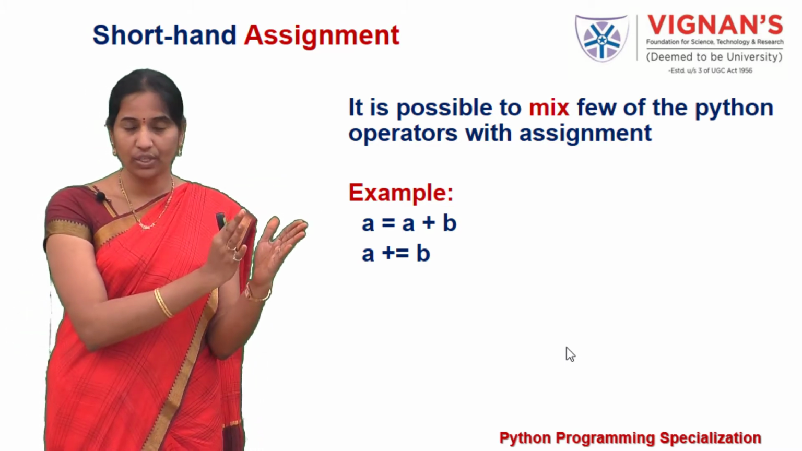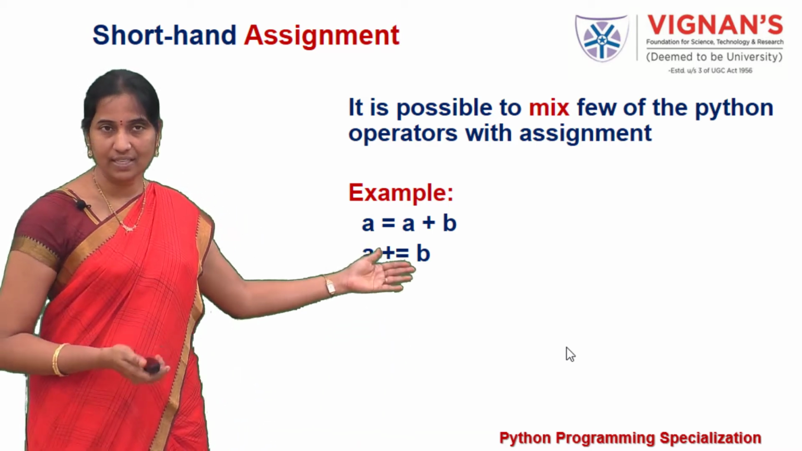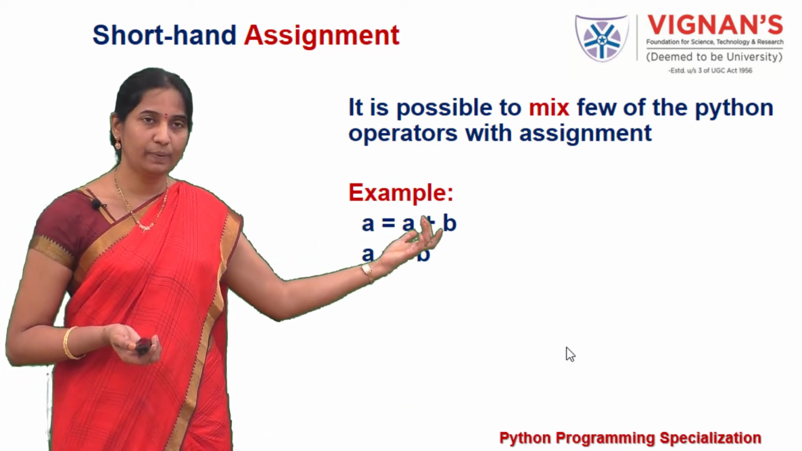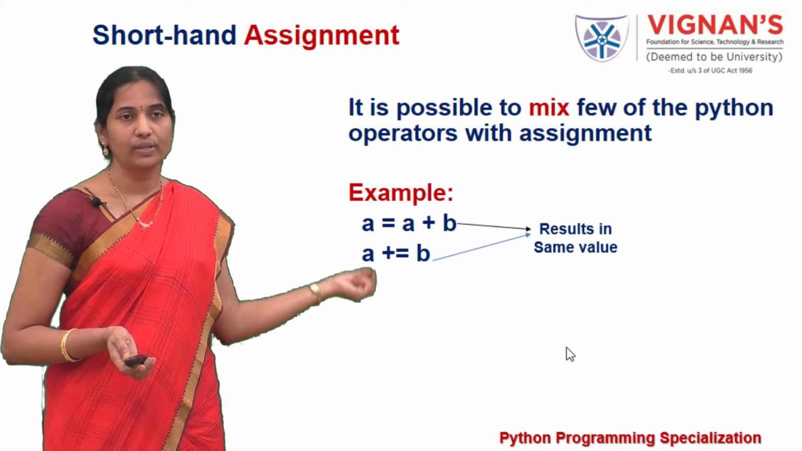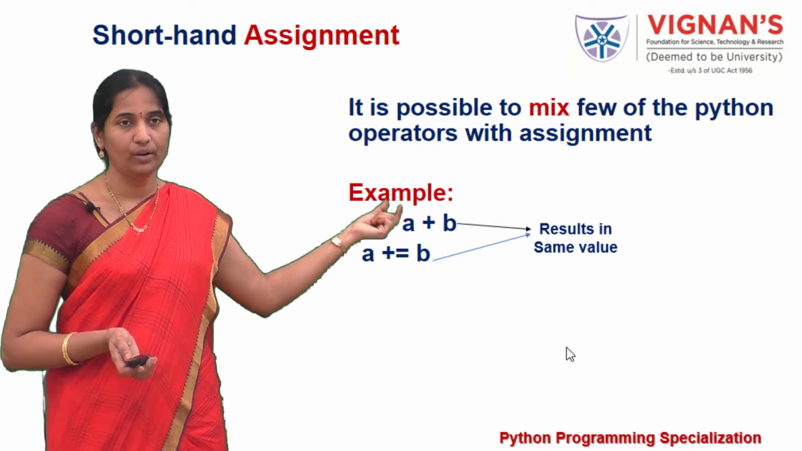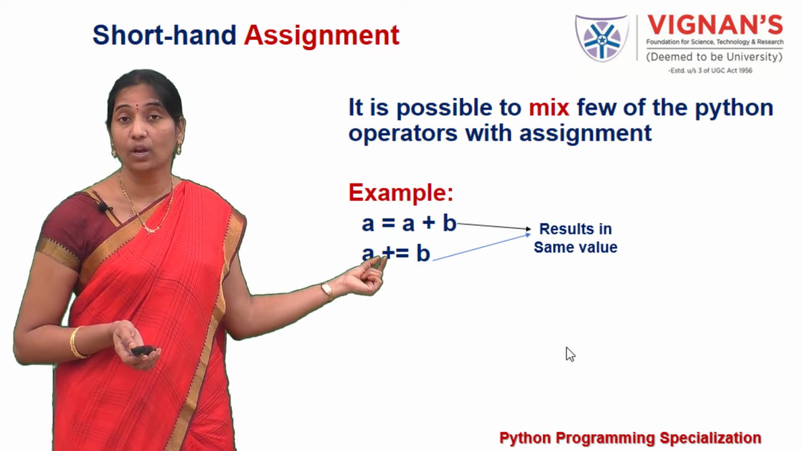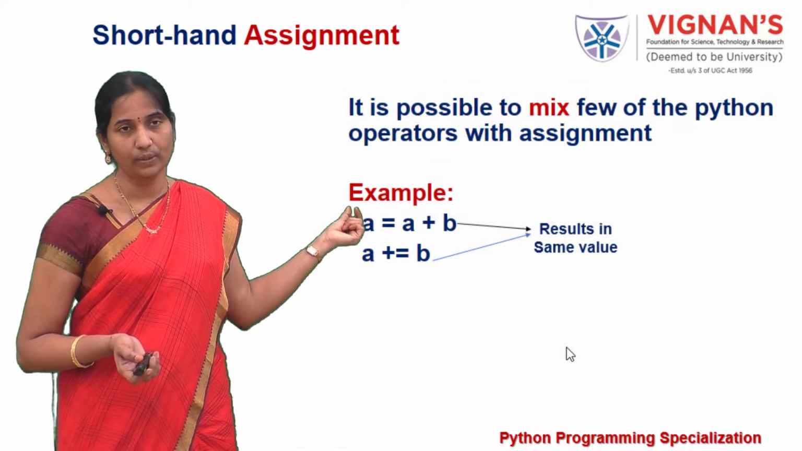So you are merging an operator together with the assignment operation. Consider this example, A equal to A plus B. This is equivalent to A plus equal to B. So instead of using two different operators as in the first statement, we can achieve that using a single operator, that is plus equal to. So both result in the same value itself.